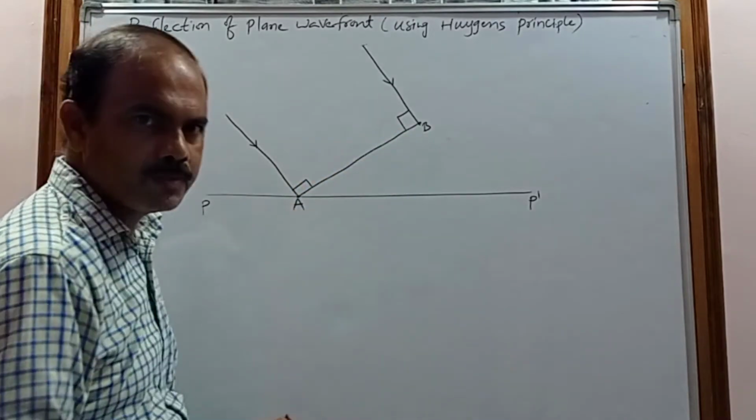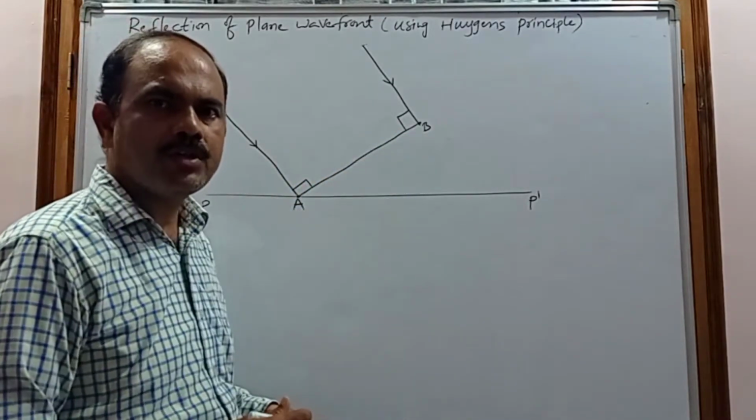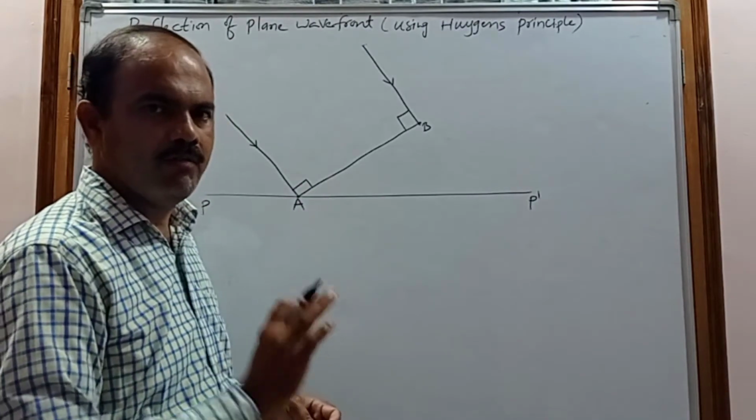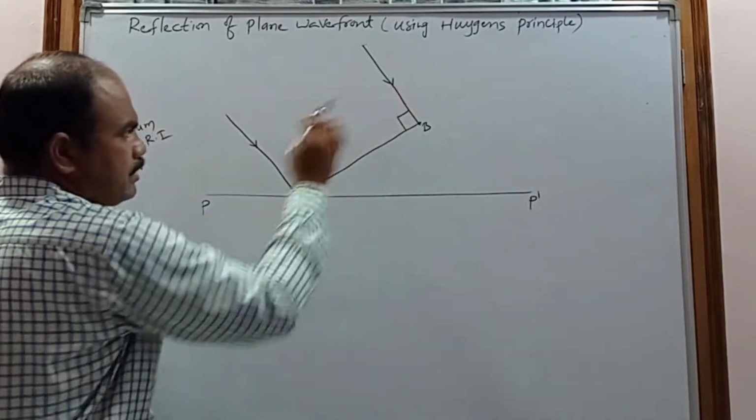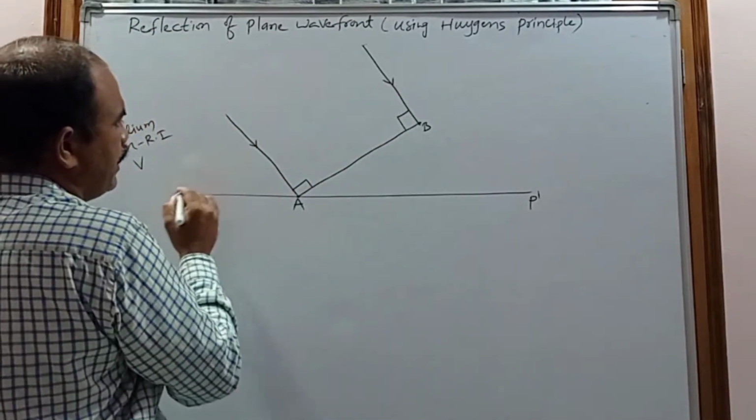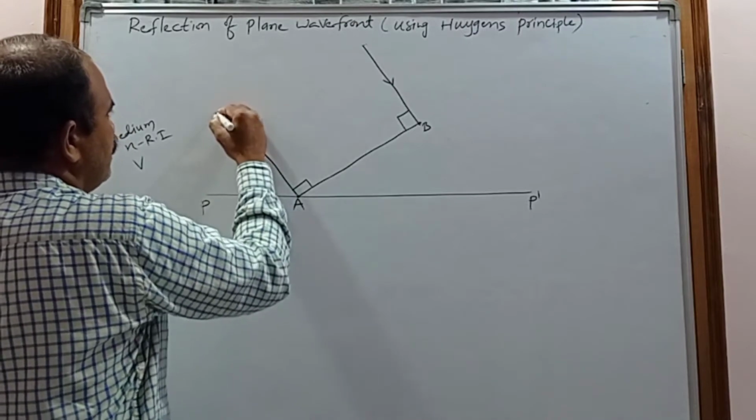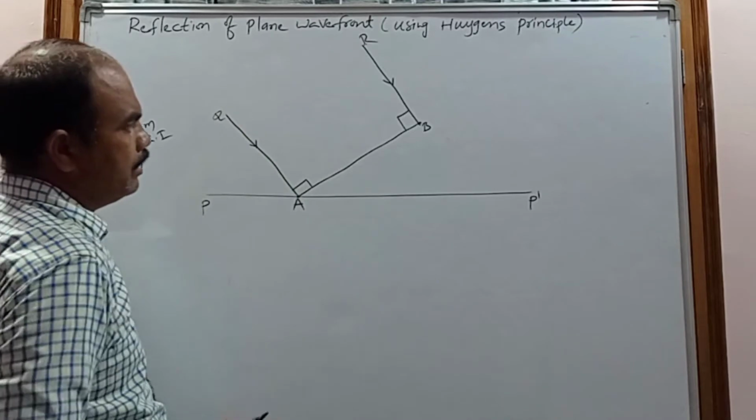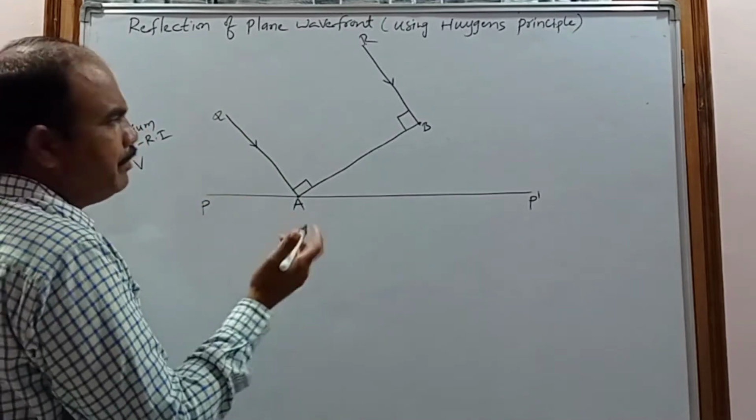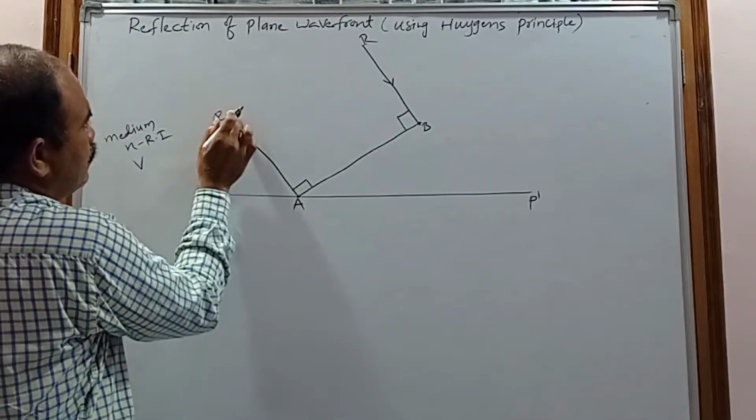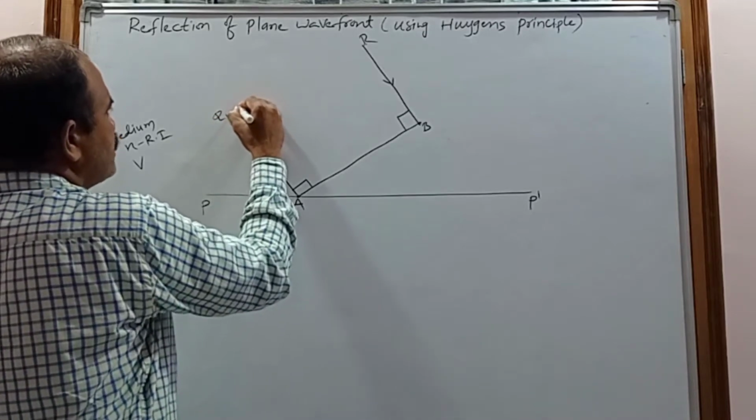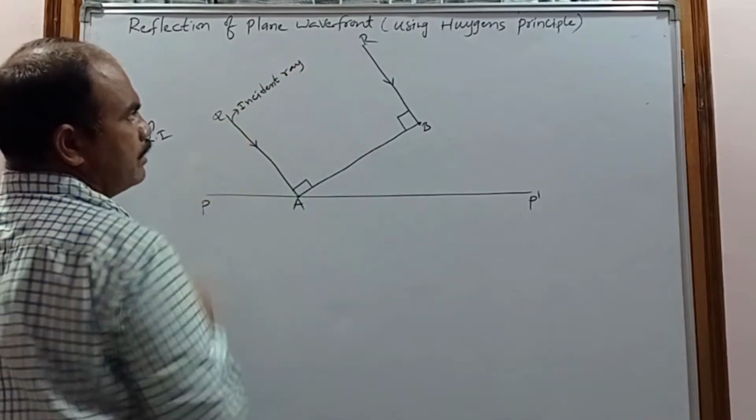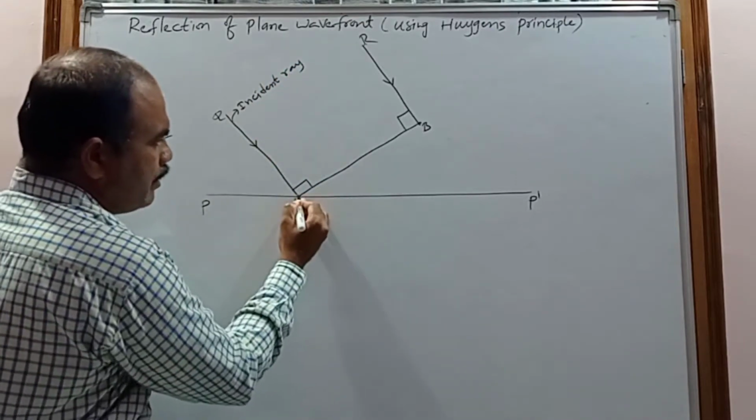According to Huygens principle, the direction of propagation of energy, or the direction of the light ray, is always perpendicular to the wavefront. If these represent the light rays, let us name them: this is Q and this is R, and QA and RB are the incident rays. These two rays can be taken as incident rays.